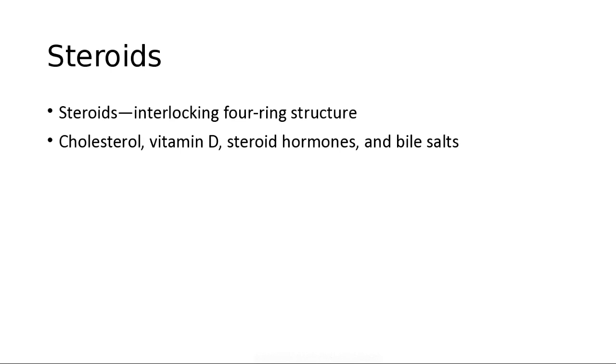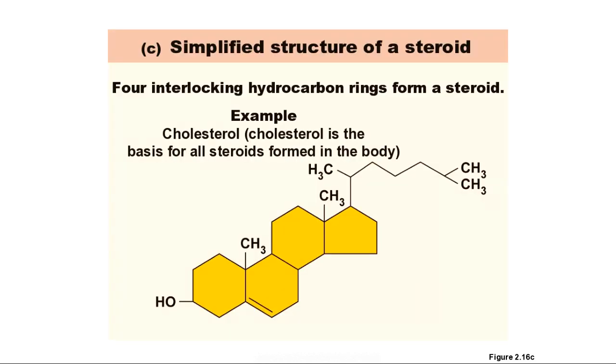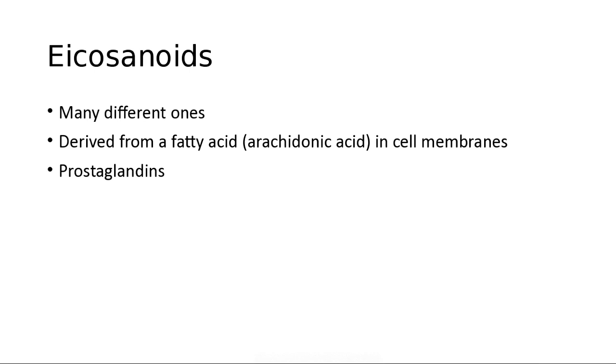Steroids include cholesterol, vitamin D, and steroid hormones such as sex hormones, and bile salts are all formed from steroids. This is an example of a simple steroid ring. And in case you don't know, each of these corners represents a carbon atom, each corner with nothing written on it. Eicosanoids, there are many different ones.